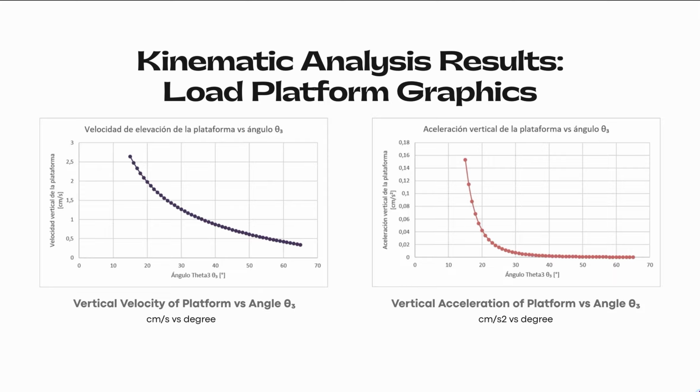This means the car is lifted quickly at the beginning and slows down as it reaches a higher position. On the right, the vertical acceleration follows the same trend, starting high at low angles and dropping sharply towards zero, meaning that at higher angles the platform moves at nearly constant velocity.